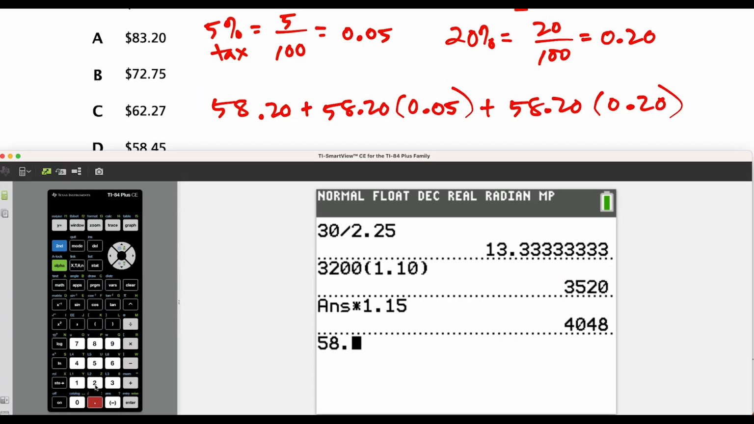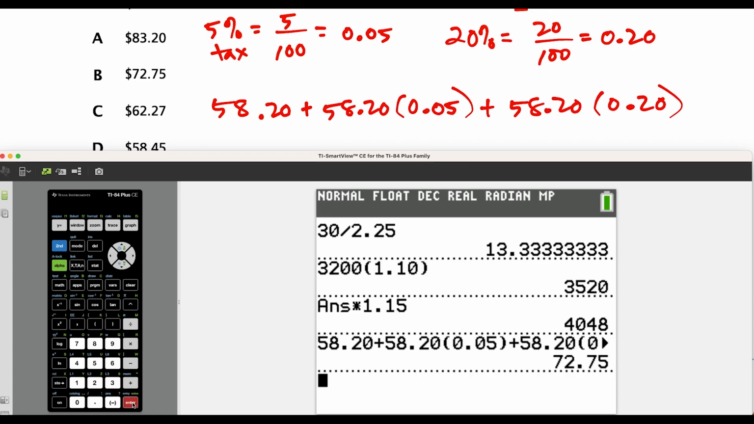We've got $58.20 like this. And we're going to be adding here. We have $58.20 times the 5%, so we're multiplying by 0.05. And then we have one more thing to work out here. We have $58.20 one more time, and we're multiplying this by 0.20. That's the 20% tip that we're including here. And this works out to $72.75, choice B.